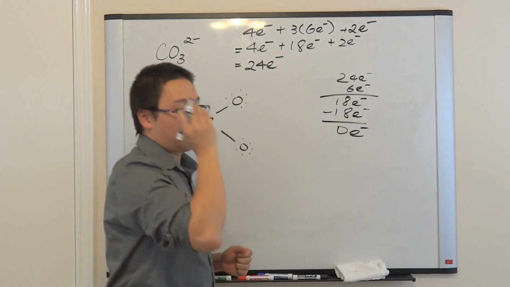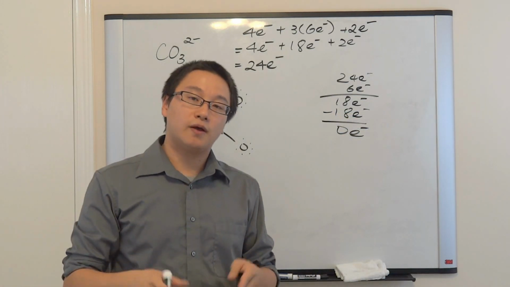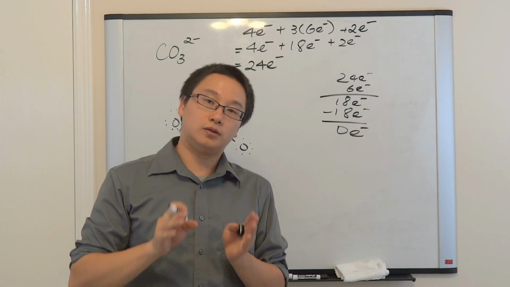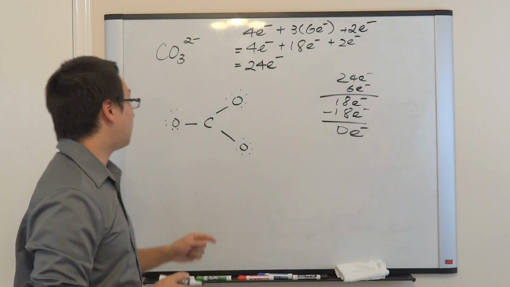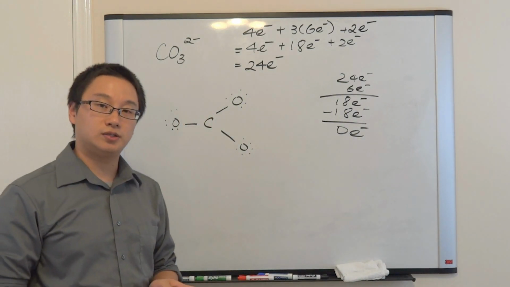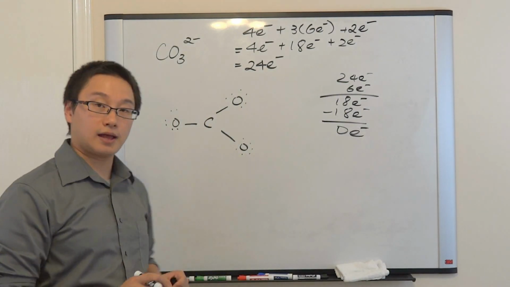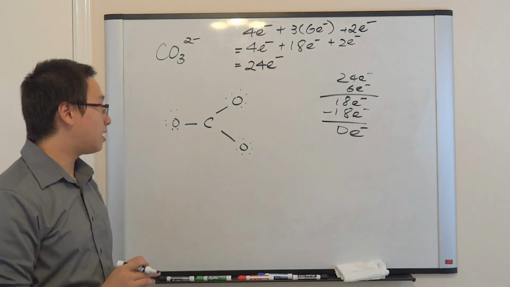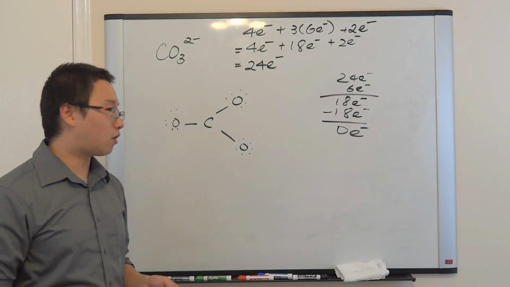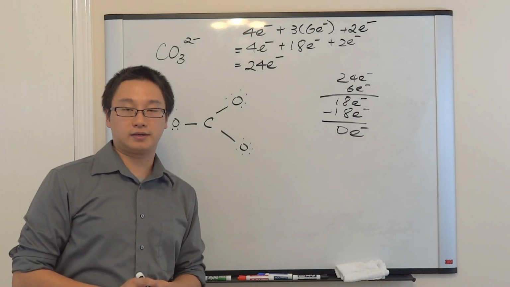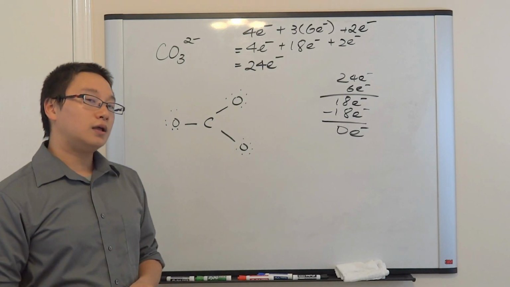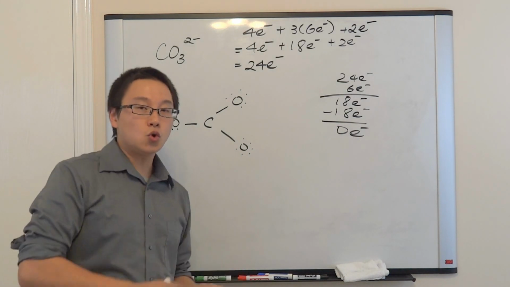Now the next step is we have to check if every single atom in the Lewis dot structure has an octet. So the oxygen atoms have an octet because they have 8 electrons each. Now for carbon, if you look at carbon, it has 3 covalent bonds. There are 6 total electrons. It needs 8. It needs 2 more.